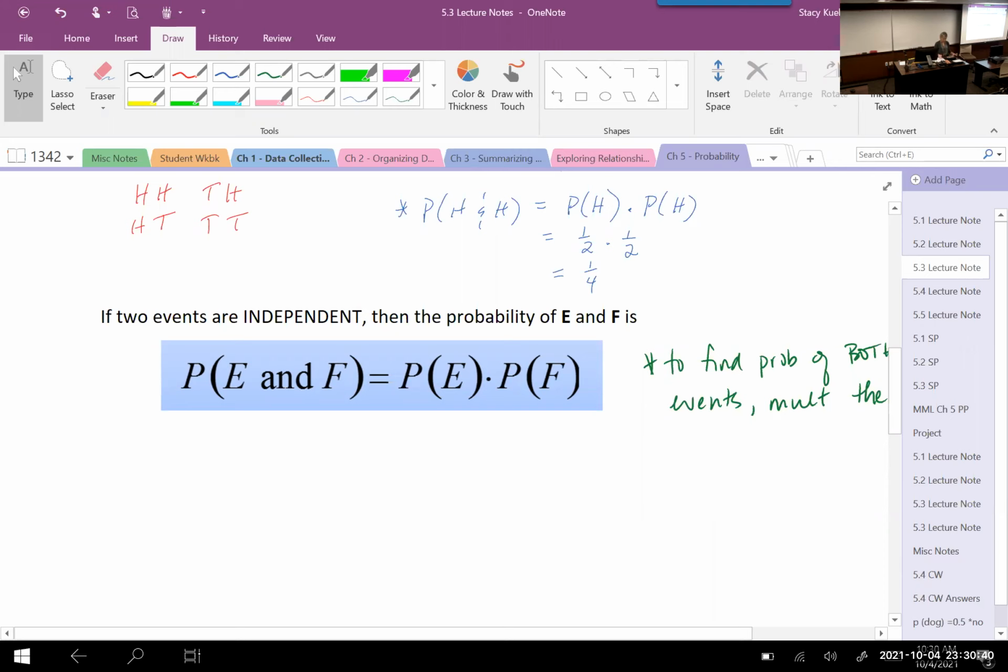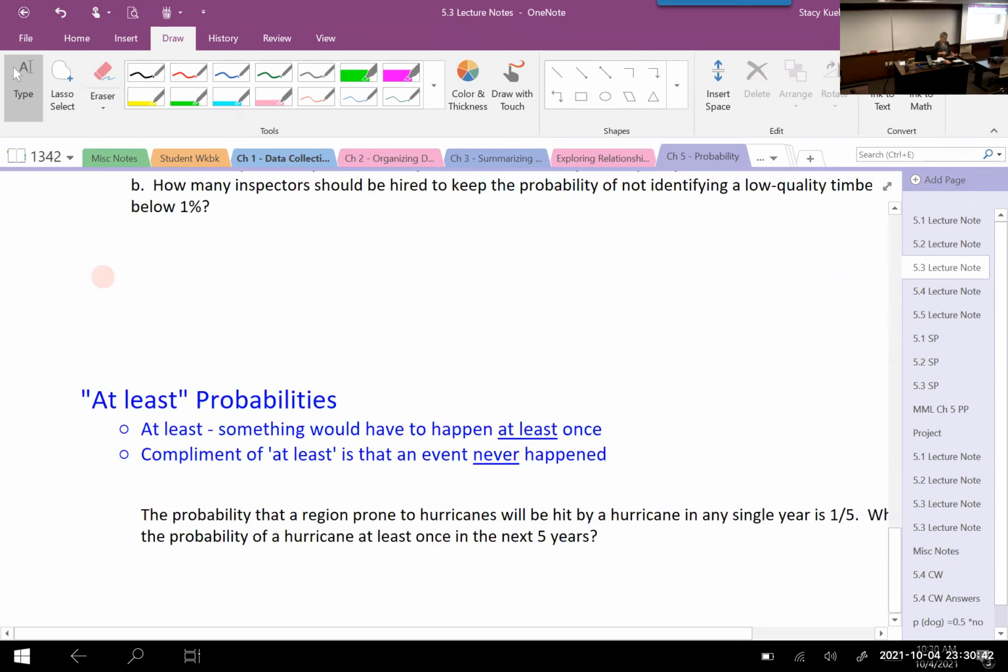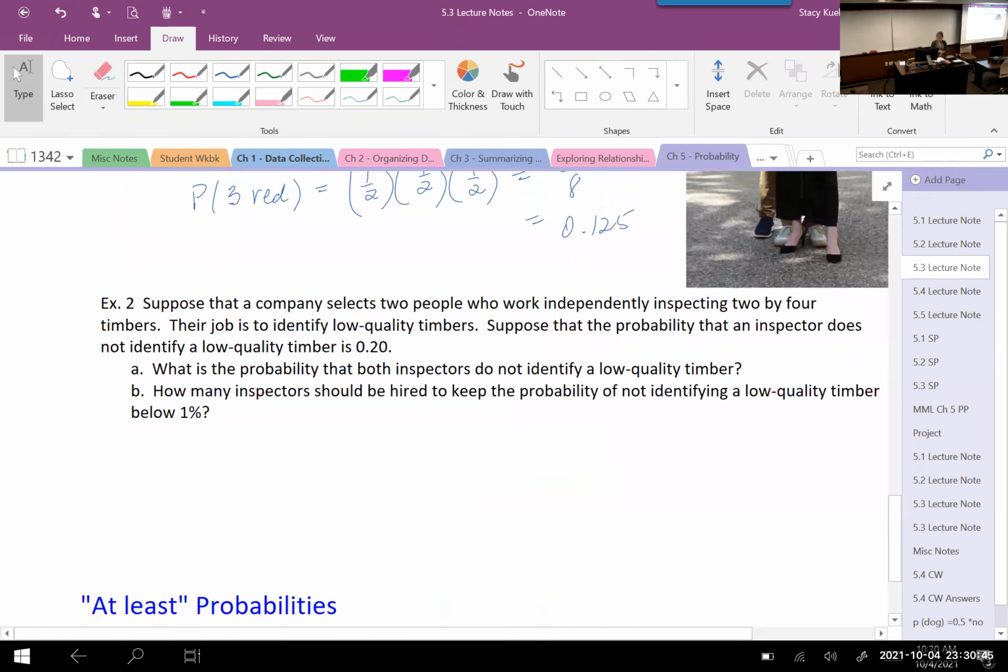So the last thing that we want to cover, well, let's practice one of those. Another one here. All right. Suppose that a company selects 2 people who work independently inspecting timber. Their job is to identify low quality timber. Suppose that the probability that an inspector does not identify a low quality timber is 20%. They miss it, right? So they're going to miss it about 20% of the time. If they don't identify it, then they're missing it.